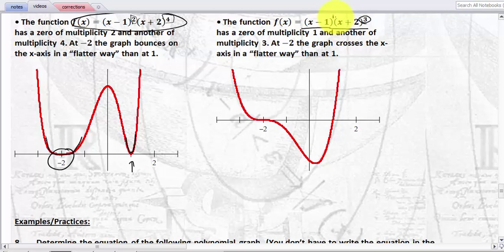So what's going on here? They both have odd powers. Therefore, they will both be crossing the axis. There is a sign change. But you see how it crosses? It crosses in 2 different ways. Much faster at 1, and it crosses in a flatter way around negative 2. What's going on here? Well, let me show you something.